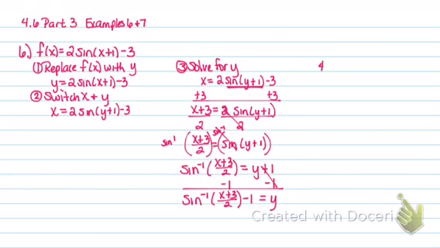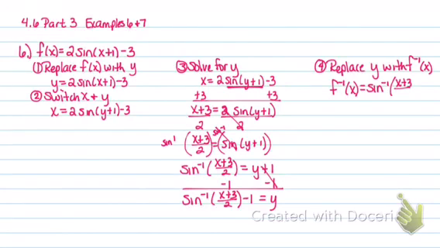And then step 4 says to replace, since it was switch x and y I don't want it to be confusing, y with the inverse of f of x. So we have the inverse of f of x is equal to the inverse sine of (x + 3) over 2, minus 1. And so there is our inverse function.